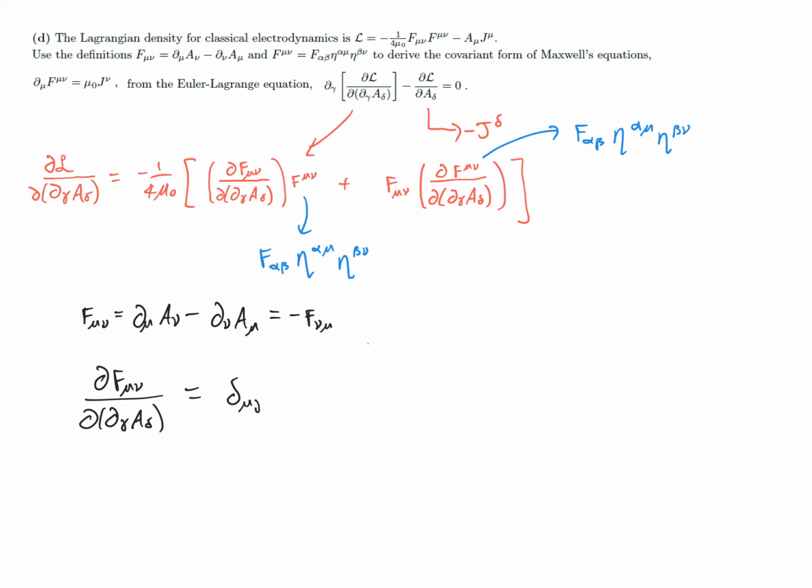These Kronecker deltas tell you that this is equal to 1 only if mu is equal to gamma and nu is equal to delta, just exactly the way I said, and it's equal to -1 if nu is equal to gamma and if mu is equal to delta. So this is a bit of a pain, but let's just write it out. The derivative of the Lagrangian now, which is what we really want, with respect to this object, is -1 upon 4 mu naught. That was the easy bit.